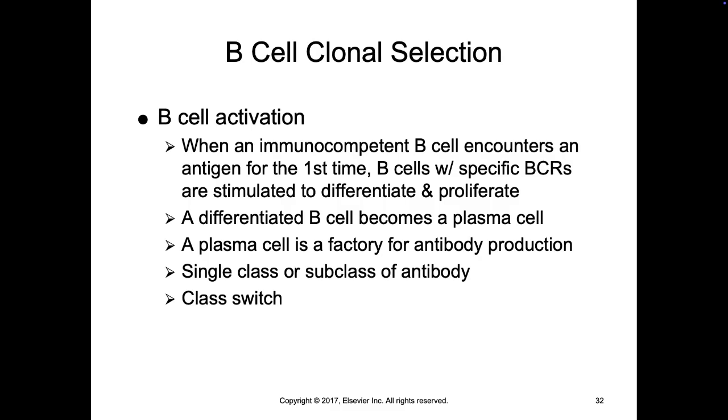B cell activation happens when an immunocompetent B cell encounters an antigen for the first time. The B cells with specific B cell receptors are stimulated to differentiate and proliferate. A differentiated B cell becomes a plasma cell, which is a factory for antibody production, producing a class or subclass of antibodies, and is capable of class switching.